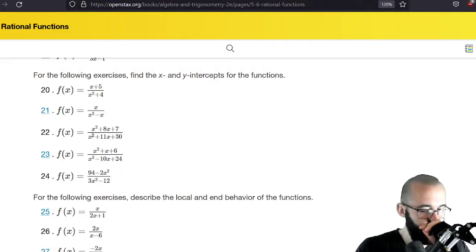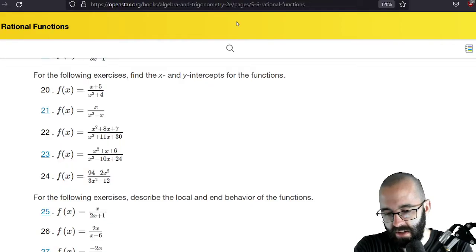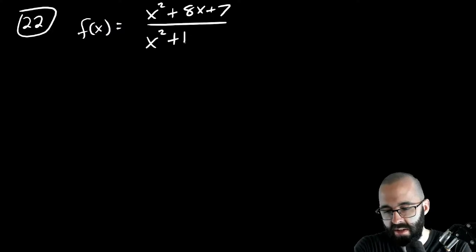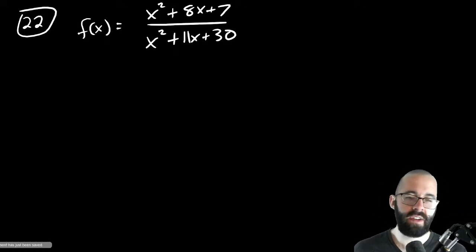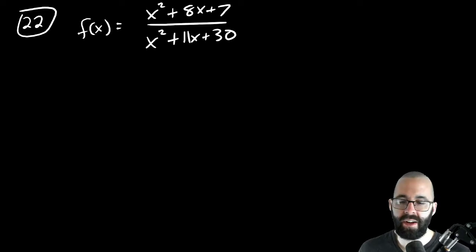22. Find the x and y intercepts. F is x squared plus 8x plus 7 over x squared plus 11x plus 30. So for the intercepts, you actually only have to look at the top. But you do have to make sure that they're in the denominator, or they are in the domain.